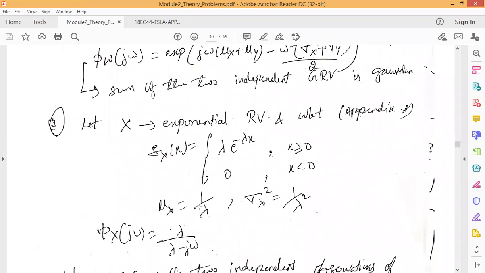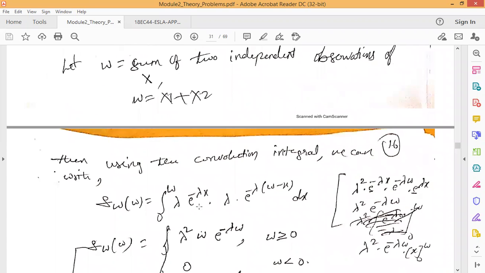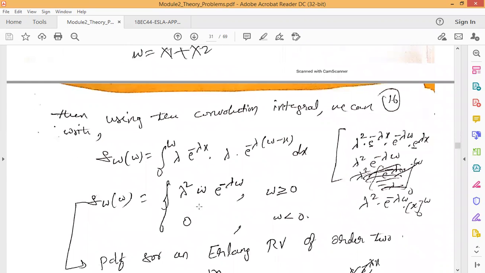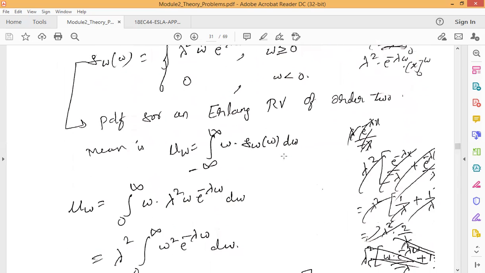So here you can see that in the last class we took up the exponential random variable, and we showed that if you add two exponential random variables, this was the result that was obtained. The PDF was obtained as lambda square w e to the power minus lambda w for w greater than or equal to 0, and it takes the value 0 for w less than 0. This has been derived in the previous class.